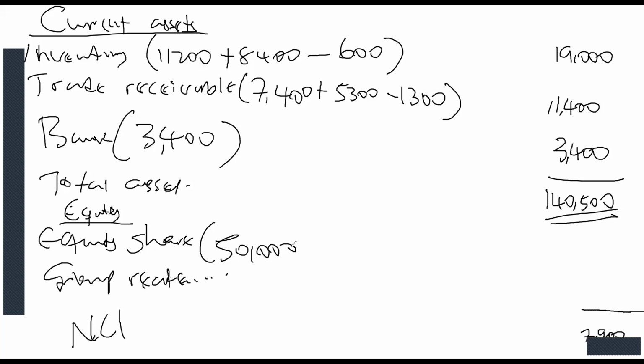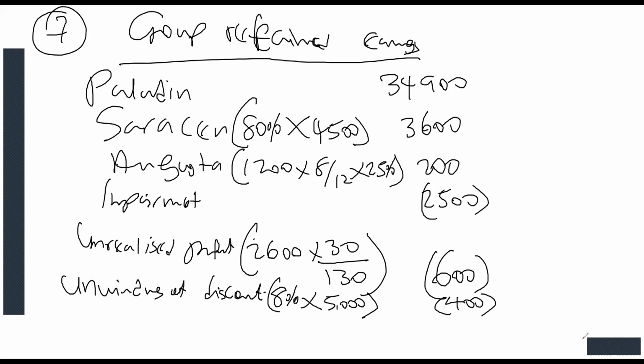Equity shares, close it and bring it to 50,000. Group retained earnings was the workings number 7. Please close it for me. What do you get? Group retained earnings is 34,900.